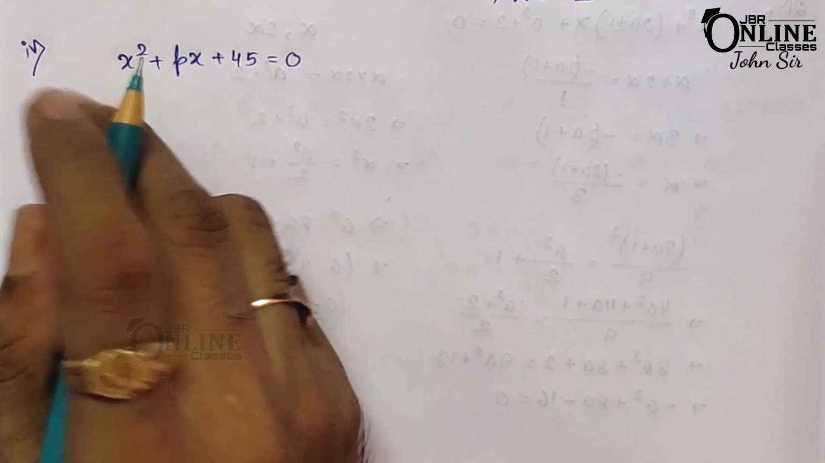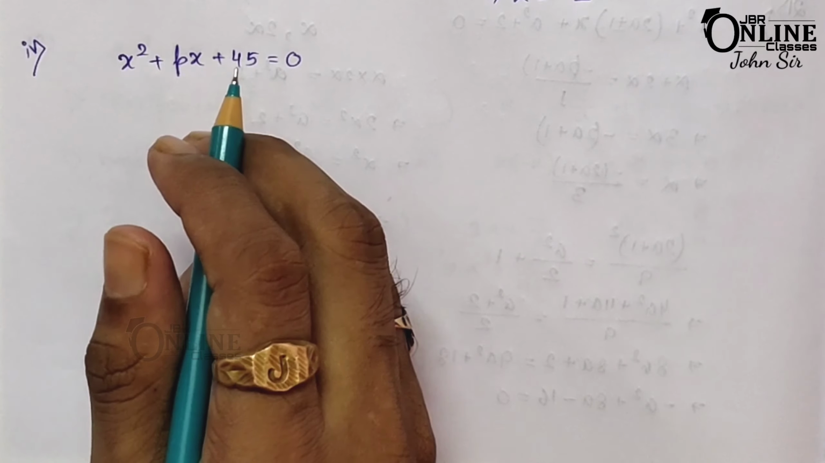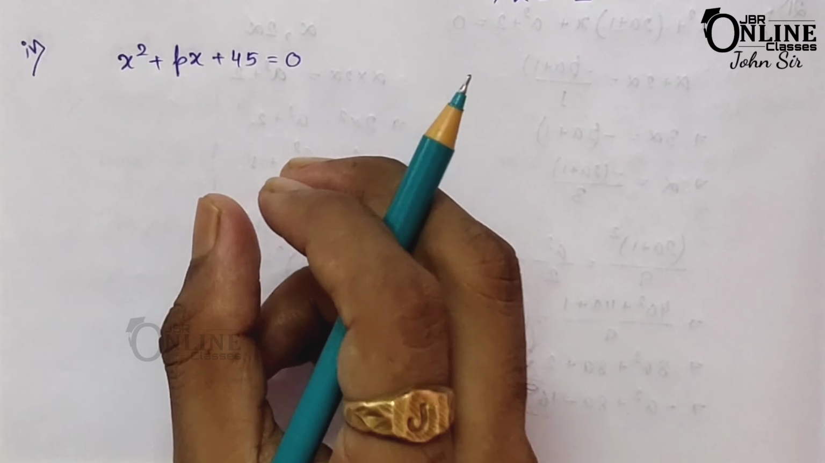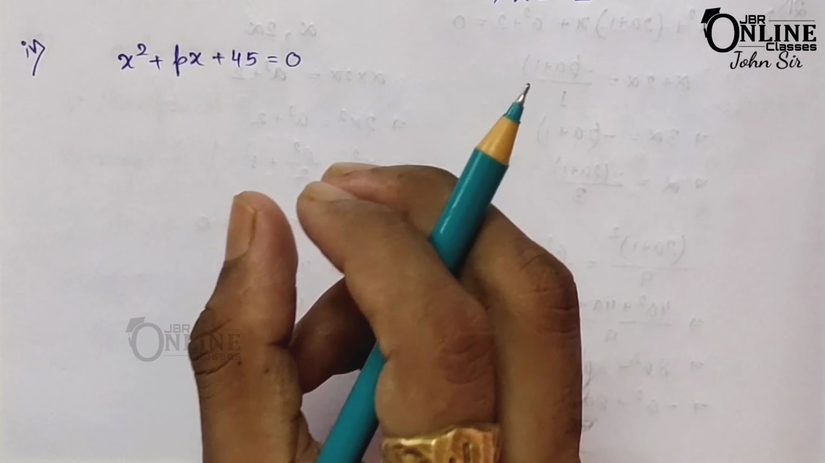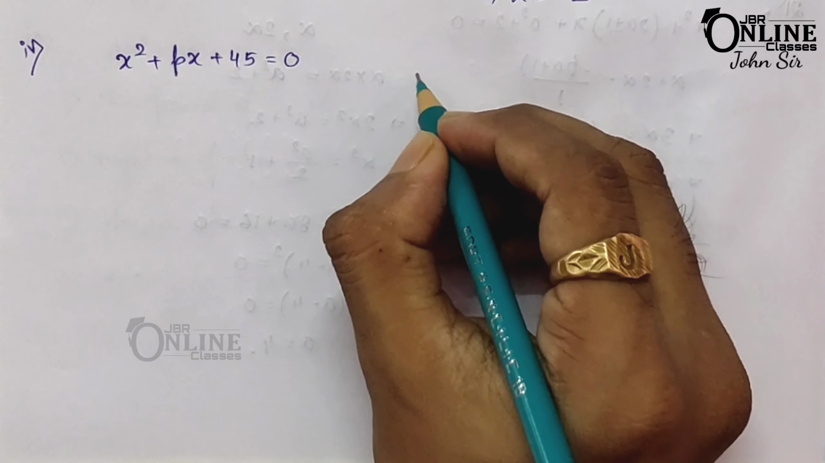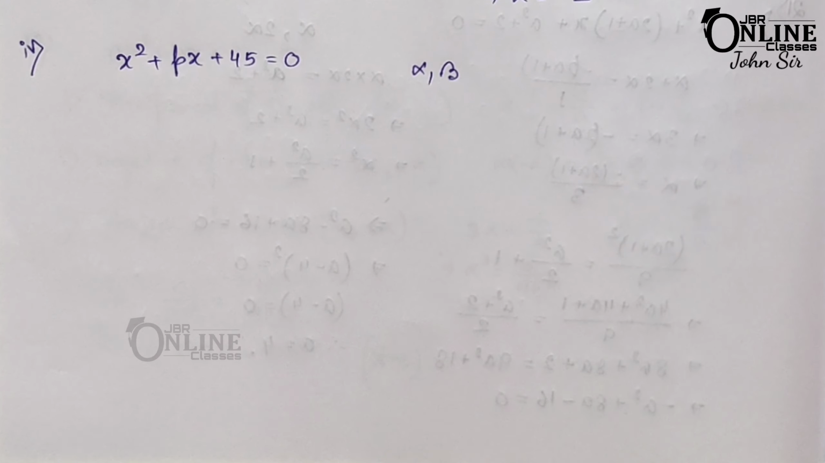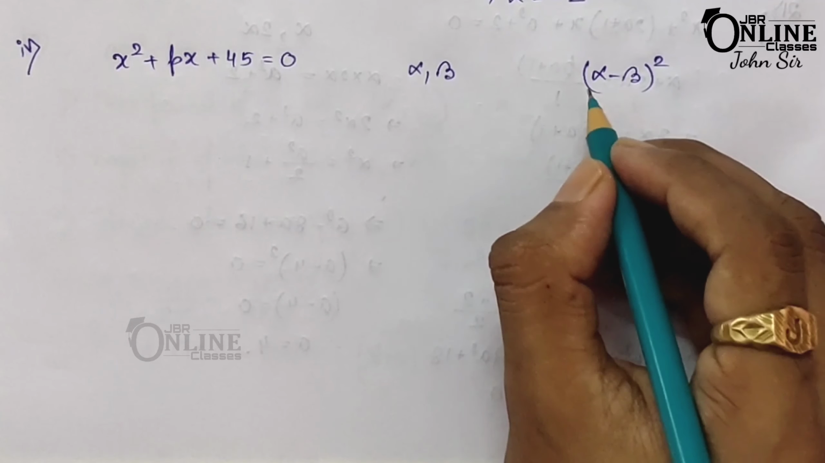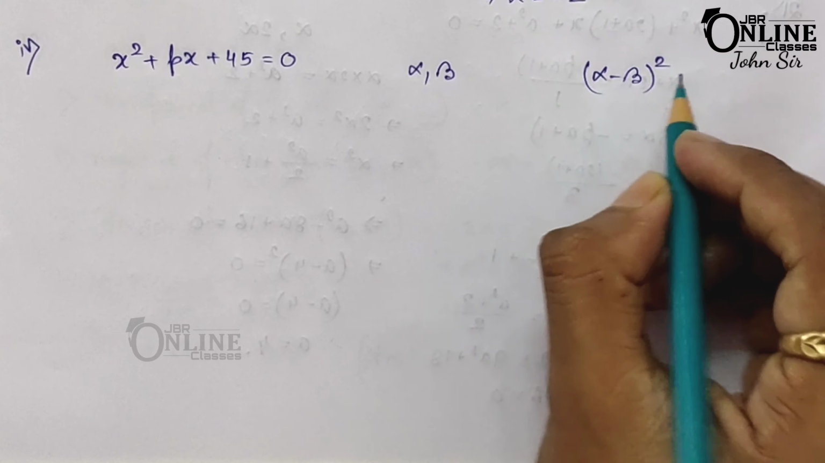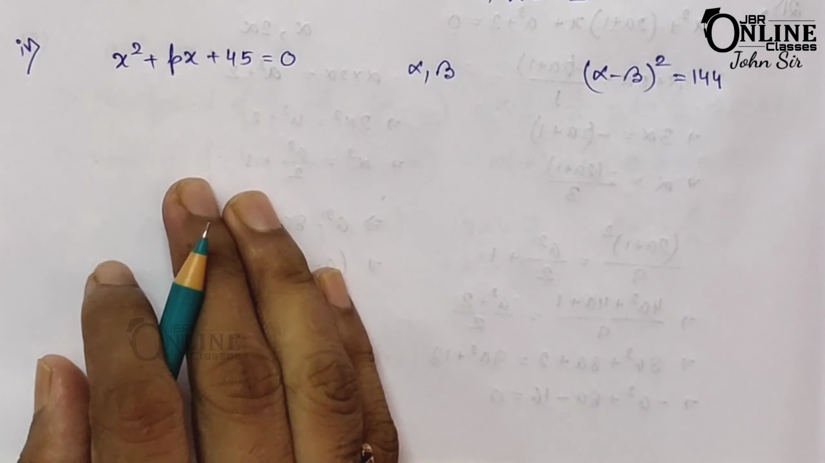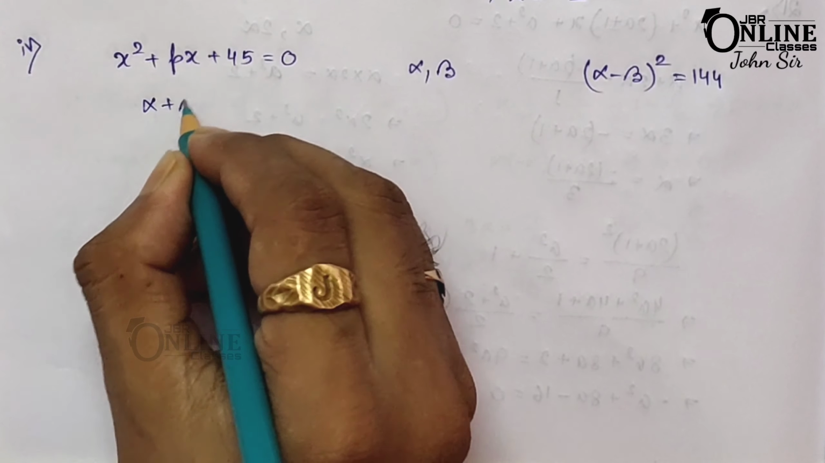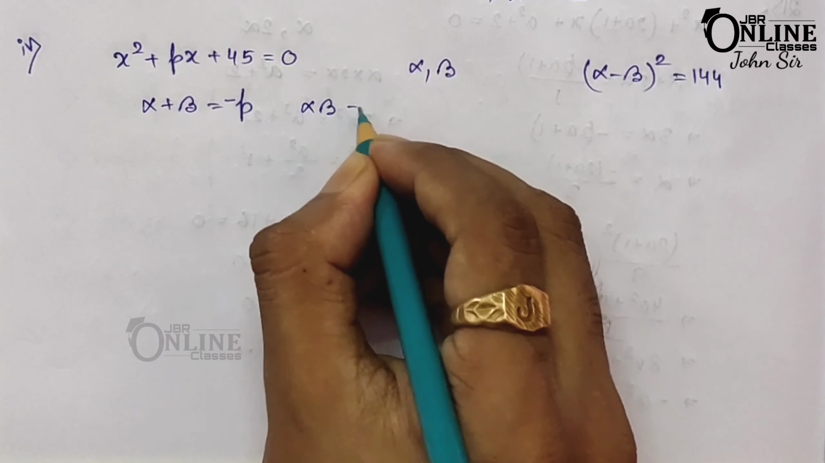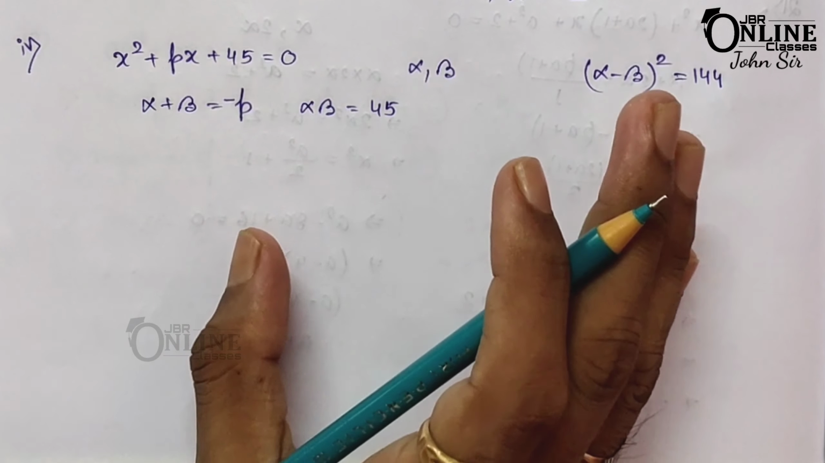Now sum number 4. Solve the equation x square plus px plus 45 equals 0, given that the square of the difference of the roots is equal to 144. If alpha and beta are the roots, then according to the problem the square of the difference, alpha minus beta whole square, equals 144. Now alpha plus beta will be minus p, because of p by 1, and alpha beta equals 45 by 1, that equals 45.